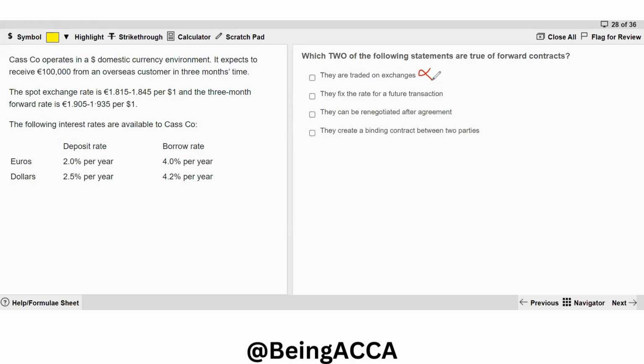Moving on to the next one. They fix the rate for a future transaction. Yes, this is what they do. They are binding contracts, and they will fix your rate for the future transaction. So yes, this is true.